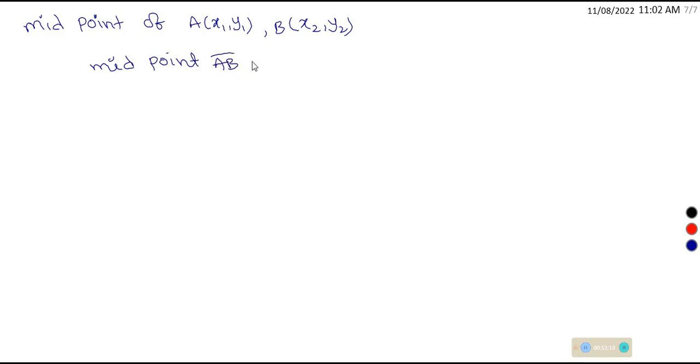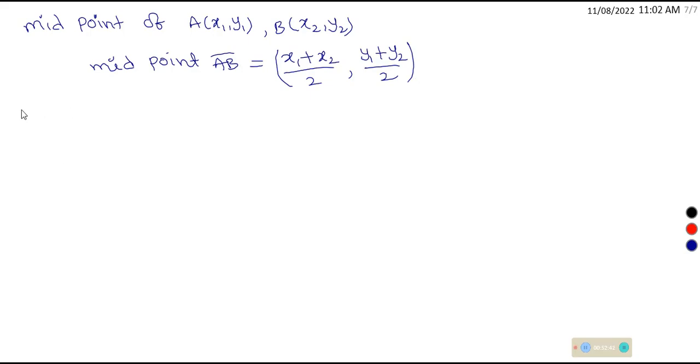Midpoint AB is equal to the average of the x coordinates and the average of the y coordinates, that is, sum of observations by number of observations, the average. So x1 plus x2 by 2 and y1 plus y2 by 2. This will be the formula to find the midpoint of two given points.